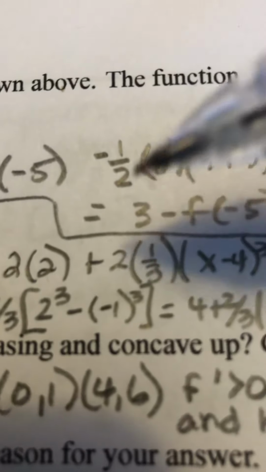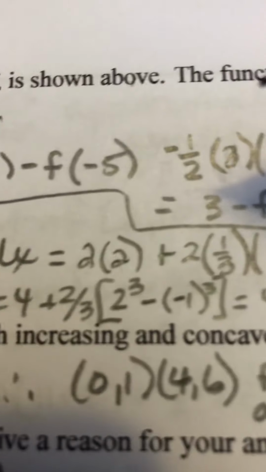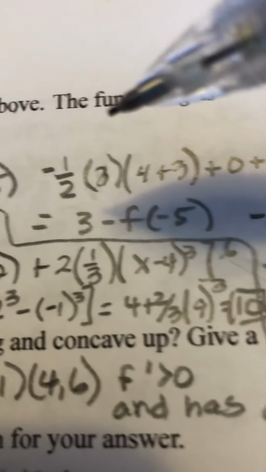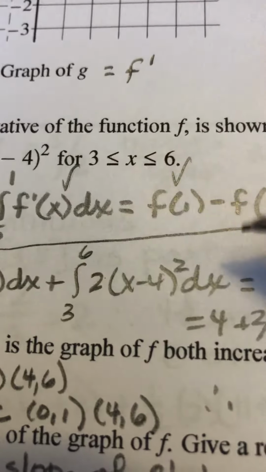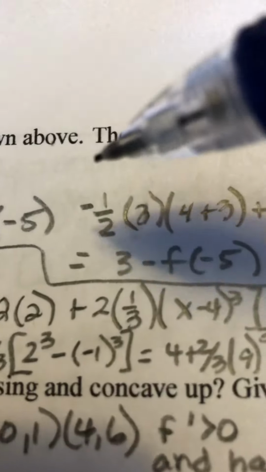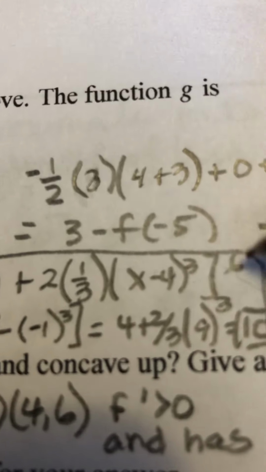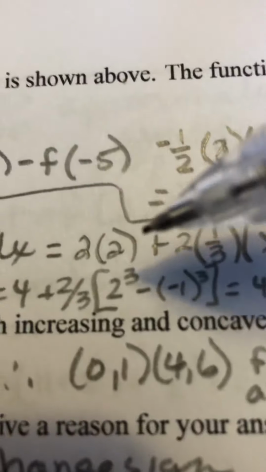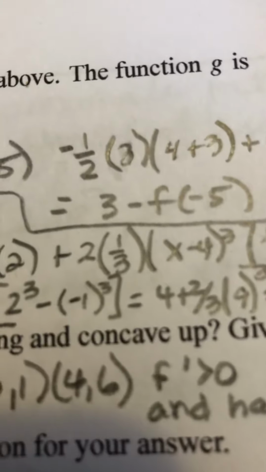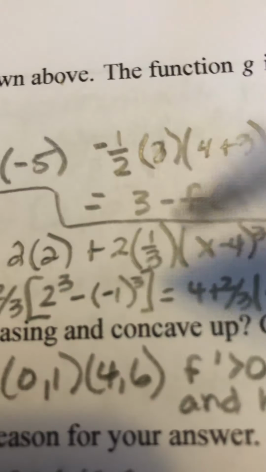plus the integral from 3 to 6 of 2 times x minus 4 squared dx. So we keep the 2, 1/3 from 1 over the new exponent, x minus 4 cubed from 3 to 6. So we sub in, we have 4 plus 2/3 times, subbing in 6, 6 minus 4 is 2 cubed, minus, sub in 3, 3 minus 4 is negative 1 cubed.